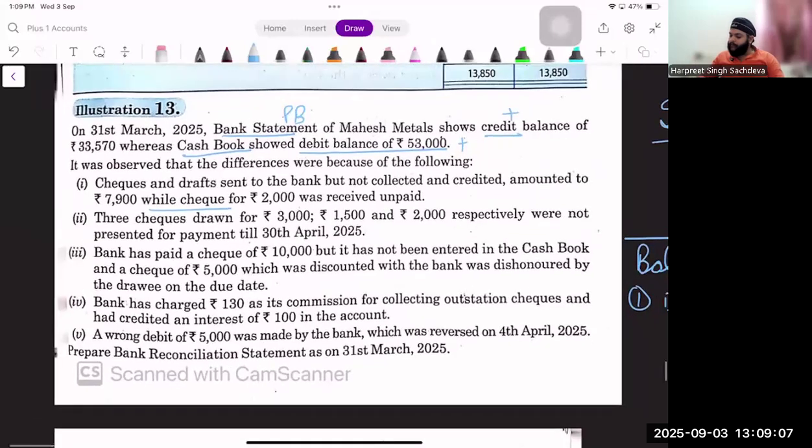So in this Raja, think about the first one. Checks deposited but not collected. So cash book was greater. Second is check of 2,000 was received unpaid. Unpaid means we had issued a check. It was unpaid, it came back. It came back, so the check was received. That means returned, dishonored.